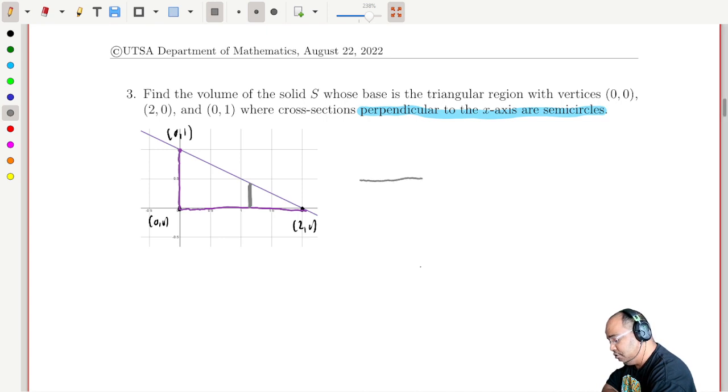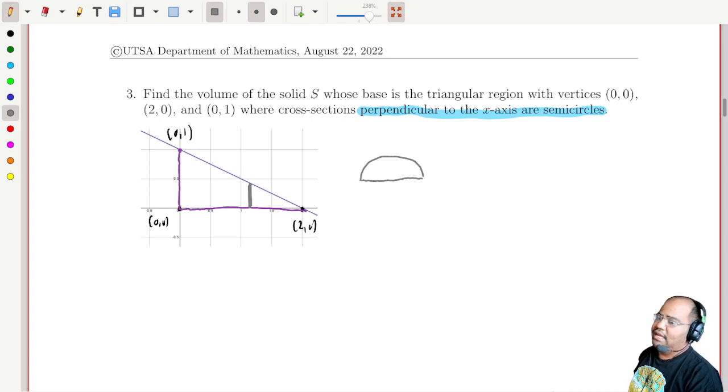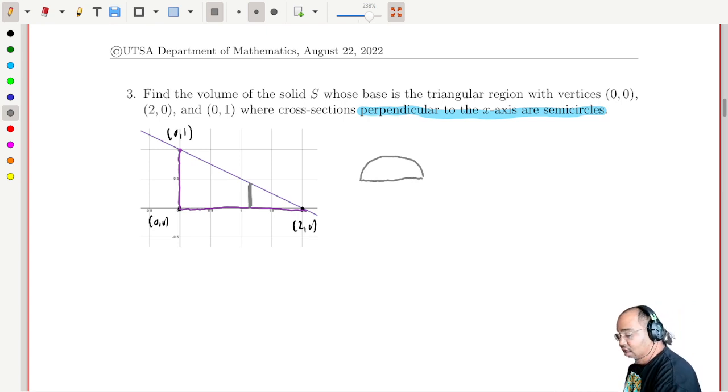Let's look at the side view here. This is a semicircle. Well, I need a diameter, which is the length, here, top minus bottom, but we need to figure out what that boundary curve is. And since this is a triangle, one of those boundary curves is a line, so I just need the equation of the line that goes through 0, 1, and 2, comma 0.